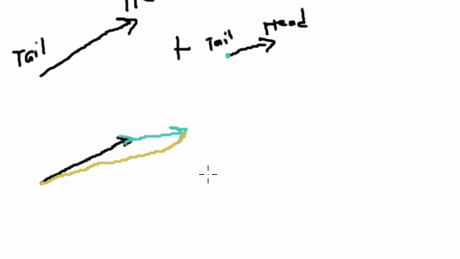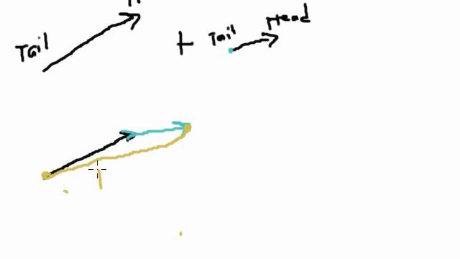That's your displacement. So that's how you add vectors, folks. You have to get the head of the vector and place it on the tail of the other vector, and then you just connect the dots from the beginning to the end, and that will give you your resultant.